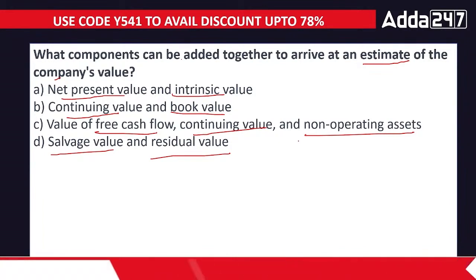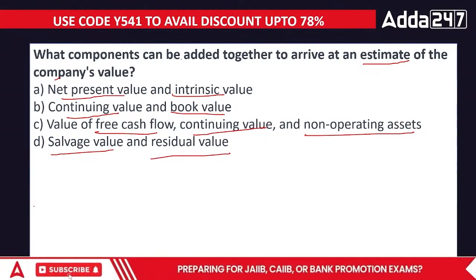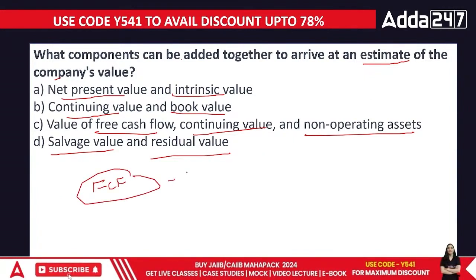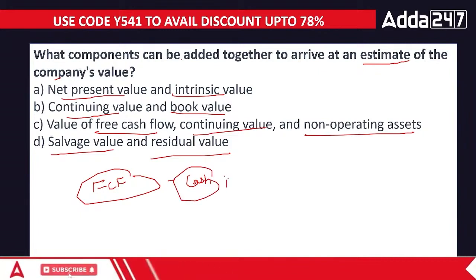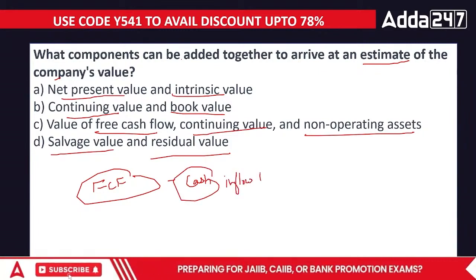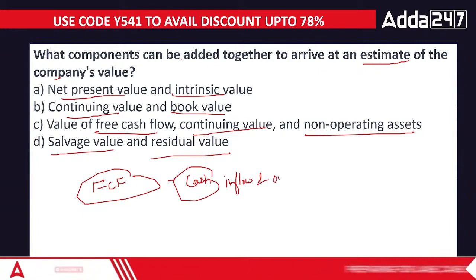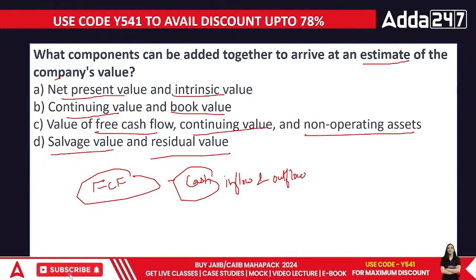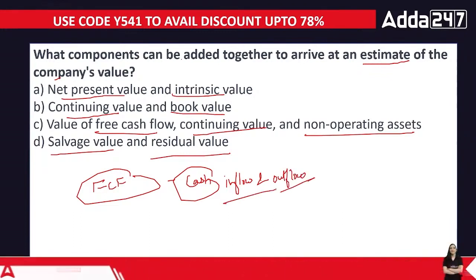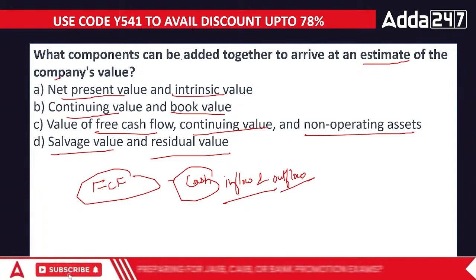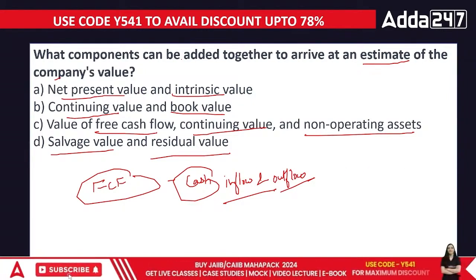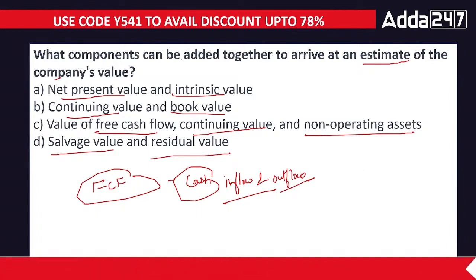When things are added together and we are trying to find the value, first is the value of free cash flow. Here we are trying to find only the cash inflow and outflow. Nothing related to any other non-cash thing. It's a continuous thing, and at the same time, we will also be having non-operating assets involved in it. Right? This is the answer. C.